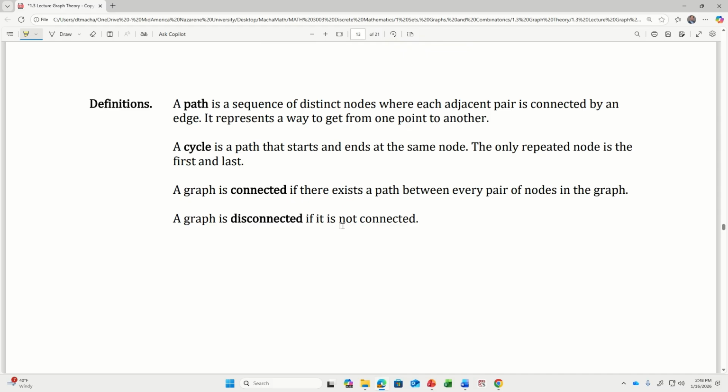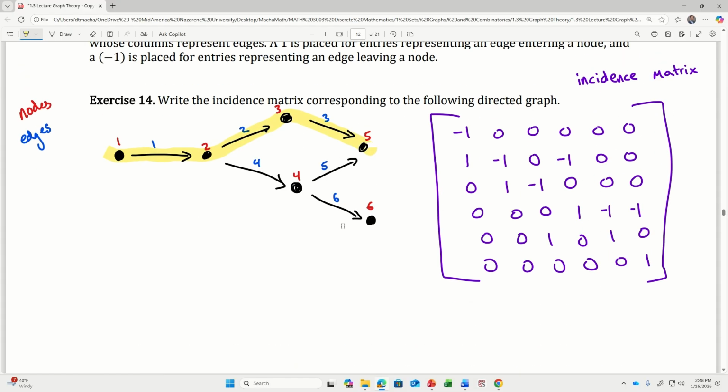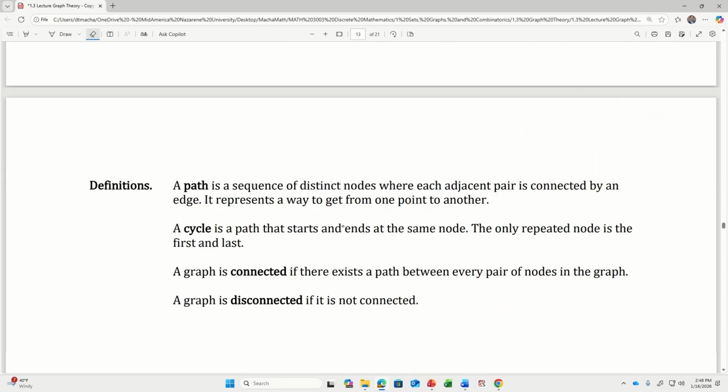A cycle is a path that starts and ends at the same node. So if I want a path that starts and ends at the same node, maybe my path would look like 4, 2, 3, 5, 4. That would be a cycle. Of course, sorry, that's a directed graph, so you couldn't actually do that cycle. But if it was an undirected graph, you get the idea. Starting and ending at the same node.